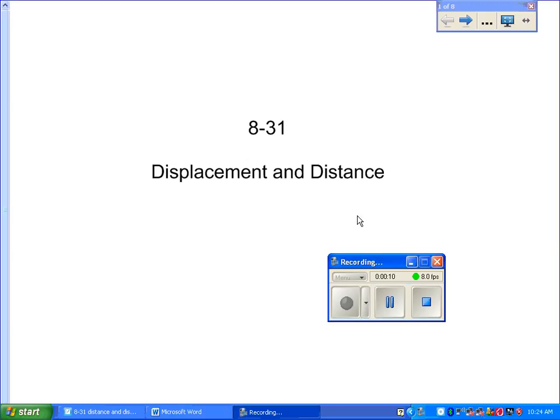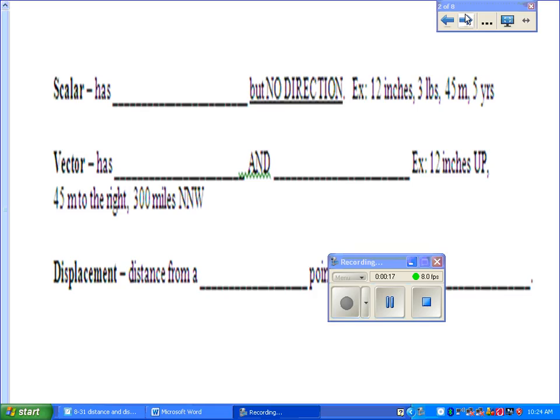Distance and displacement, something you'll never worry about outside of your physics class. We know it, so we take our time with it. All right, some definitions here.